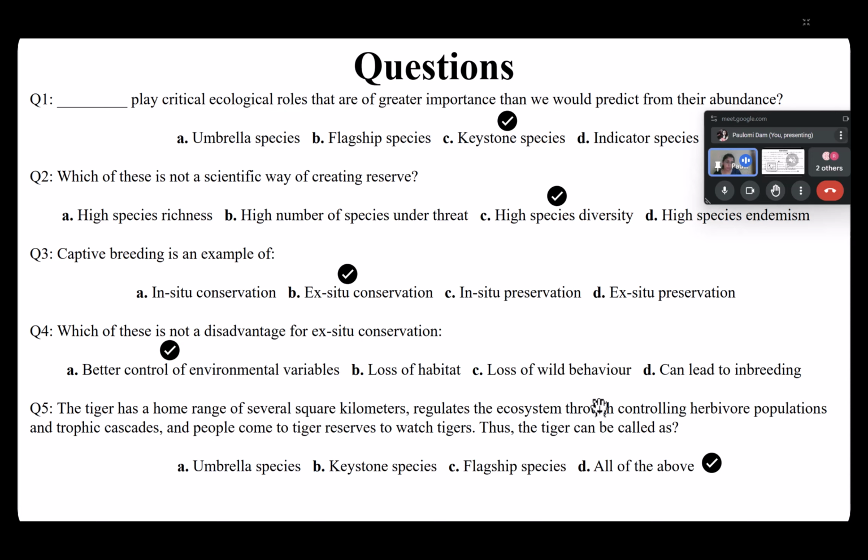And if you have more money, then you put it into the same use that you had created the entire conservation reserve for. So that's why they are flagship species, that's why they are very important. So tiger falls into all these categories, so the answer is all of the above. So you got that right.